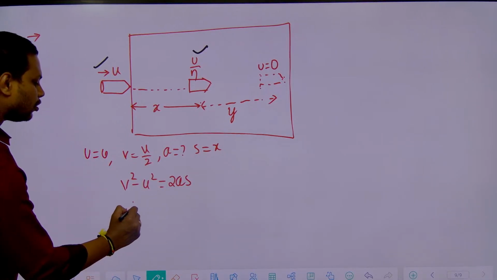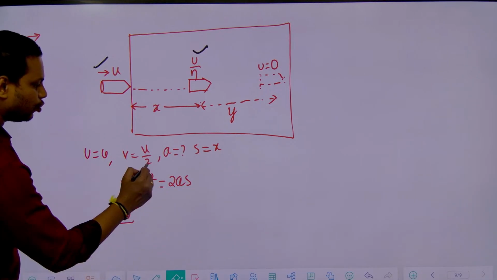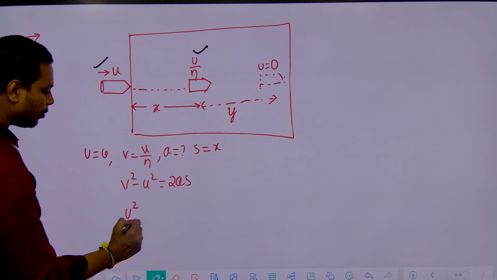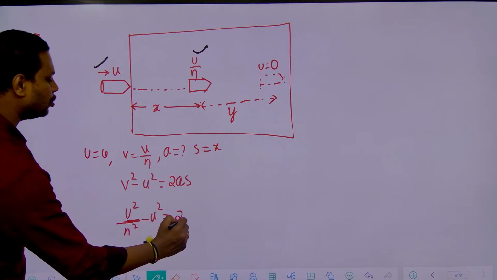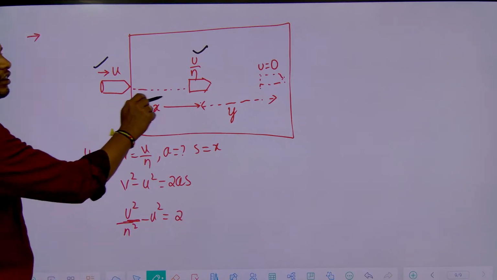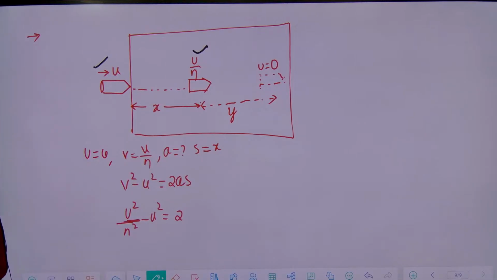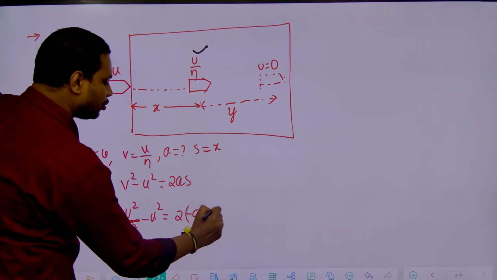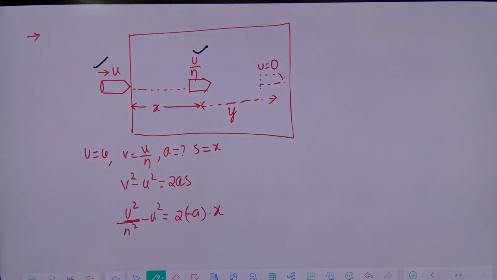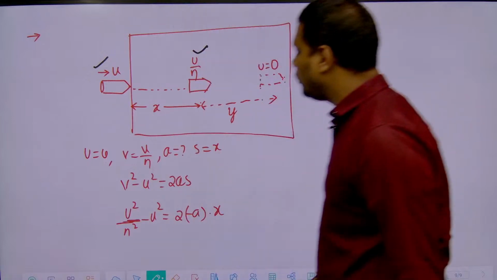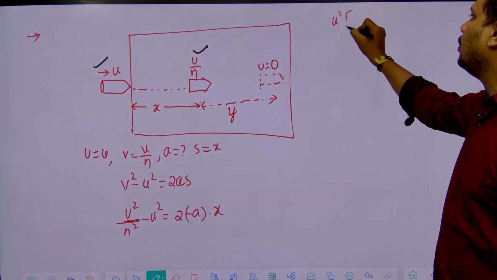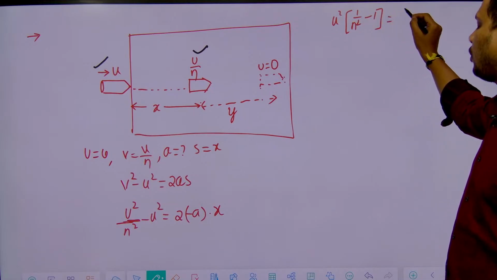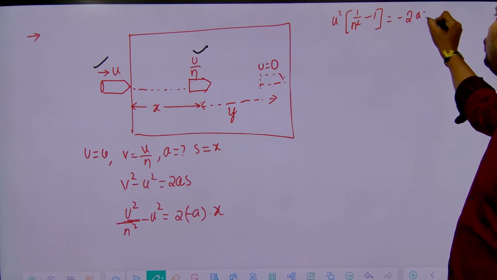Then v square is equal to u square by n square. I gave u by n, right? So that is u square by n square minus u square is equal to 2 into, since the bullet is stopping, it will get deceleration, so you can write minus a into x. Now from these two, what you can take as common? u square you can take as common, right? Then 1 by n square minus 1 is equal to minus 2ax.